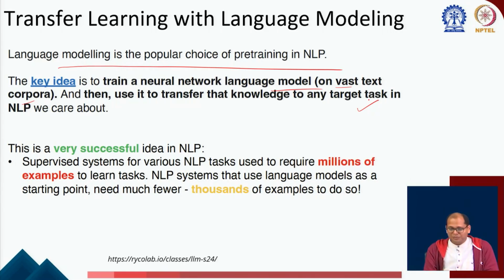So earlier people used to require millions of examples in supervised models because of huge architectures, but if you use language models as a starting point, you can use just thousands or even a small number of examples for doing the same task, even with better accuracy, right?